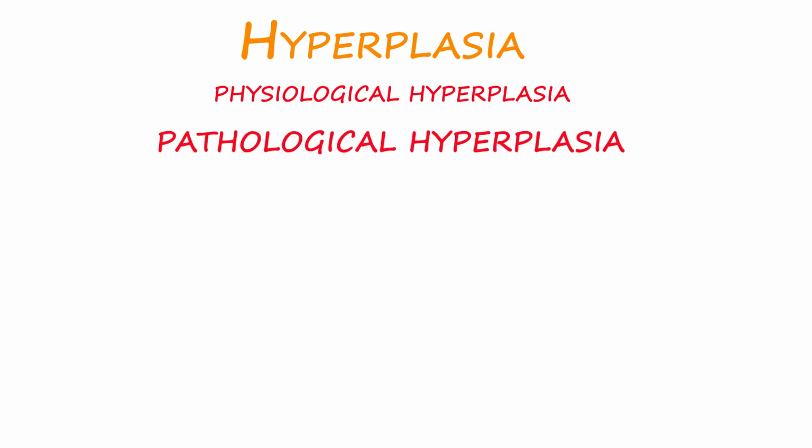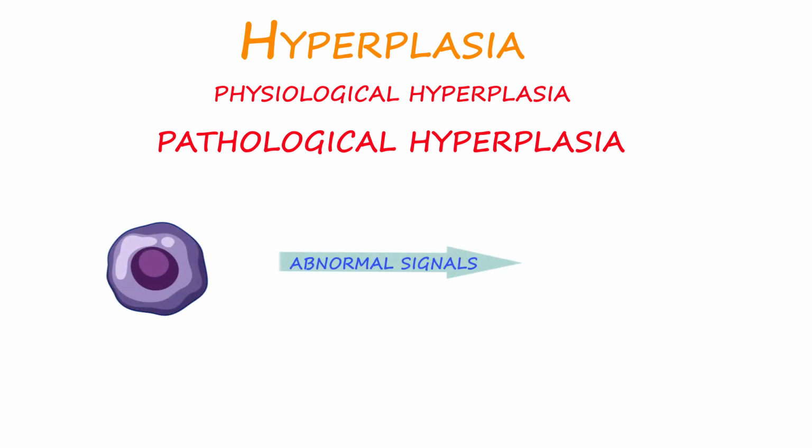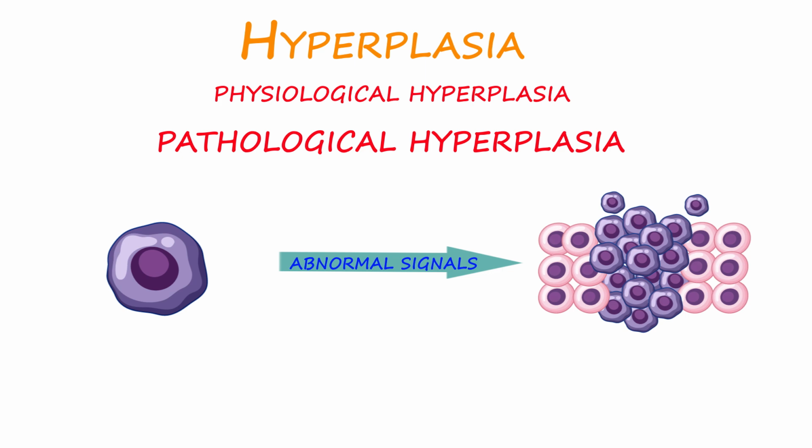Pathological hyperplasia is an abnormal increase in the number of cells in response to abnormal stimuli. Unlike physiological hyperplasia, pathological hyperplasia occurs due to abnormal signals and may require medical intervention. Let's examine some important clinical examples of pathological hyperplasia.